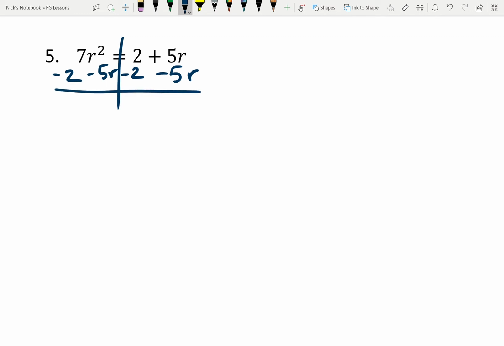We see, okay, well, what's 2 minus 2? That's going to be 0. What's 5r minus 5r? Well, that's just 0. So we already have a 0 there. Okay, so now we have 7r squared minus 2 minus 5r. We have 7r squared minus 2 minus 5r equals 0, right? We can't combine these, so we just leave it like that.